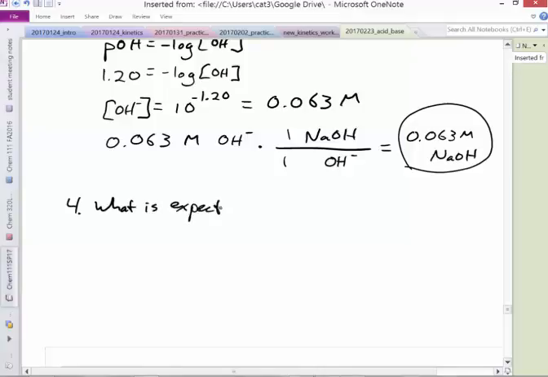What's the expected pH of 0.50 molar ammonia, which has a pKb of 4.70?